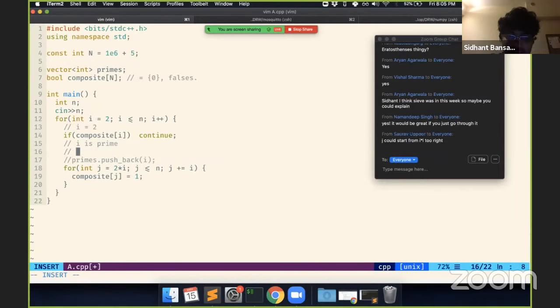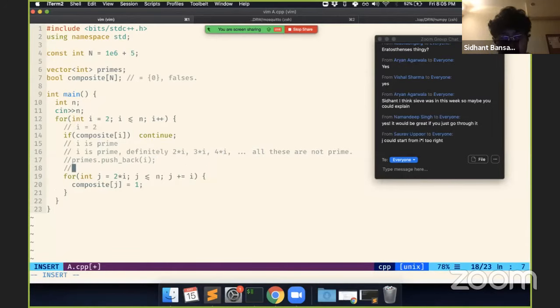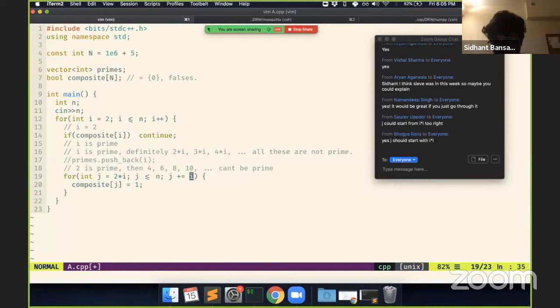Now, since i is prime, definitely 2 times i, 3 times i, 4 times i, and so on are not prime, because all these have factors 2 and i, 3 and i, 4 and i. How can 4i be prime when 4 is a factor of 4i and i is also a factor of 4i? For example, if 2 is prime, which we know it is, then 4, 6, 8, 10, basically all the multiples of 2, can't be prime. To say the statement more rigorously, you run a loop from 2 times i till n, incrementing by i each time.